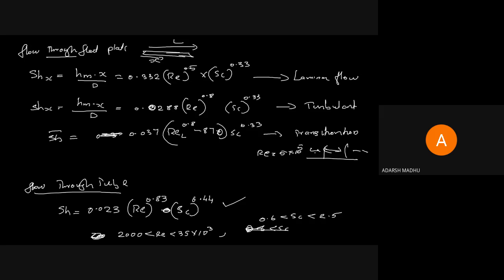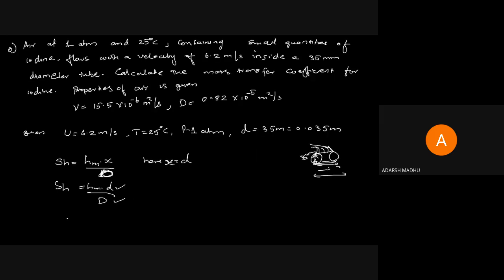Regarding the missing condition values, it is given in your problem. So you just find out the value of Sh here. We know that for a flow inside a pipe, the Sh value is 0.023 into Re raised to 0.83 into Sc raised to 0.44.